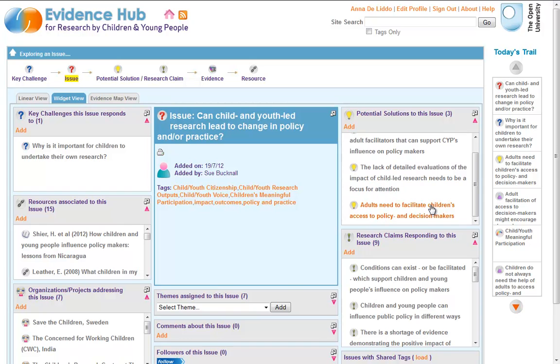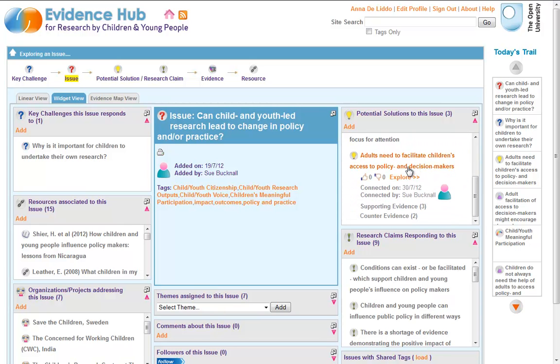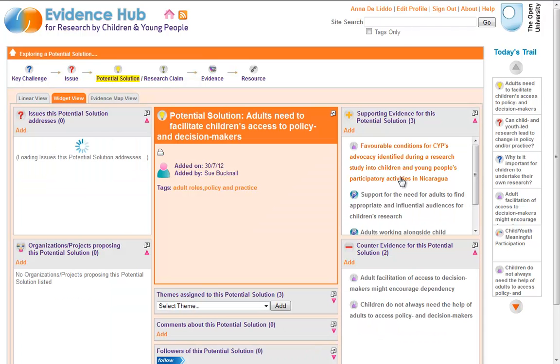Let's look at one of the answers in particular. We're going to show you how to browse the environment of evidence around this particular solution, which is that adults need to facilitate children's access to policy and decision makers. You can see that we have 3 pieces of evidence supporting this and 2 pieces of counter evidence.